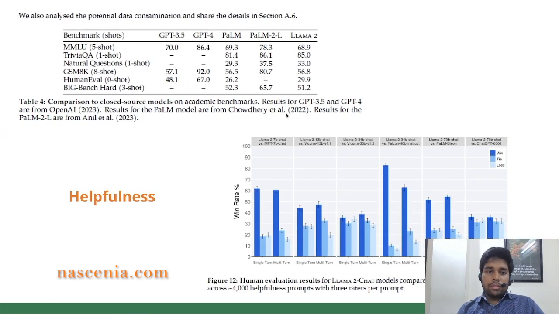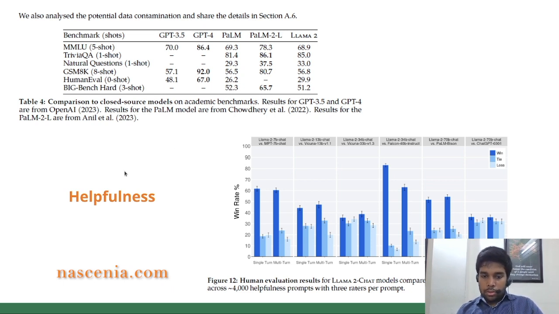For helpfulness, on different data sets or different benchmarks, you can compare LLaMa 2 to other models, but here GPT-4, which is the base model for ChatGPT, performs better. Sometimes PaLM 2, which is used in Bard AI, is also better than LLaMa 2 in these benchmarks. So you would want to consider that as well.